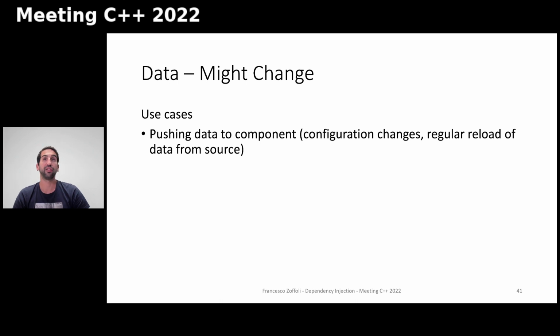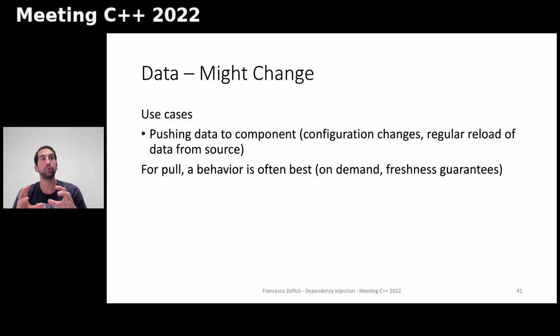The use case for data which might change is pushing behavior. So for example, when there's some configuration that changes, or for example, you want to reload data from a source, or if you have information on the file system that you're listening to, and then when it gets changed, it gets pushed to the component. For pull, a behavior is often the best solution, as it's on demand and guarantees freshness.